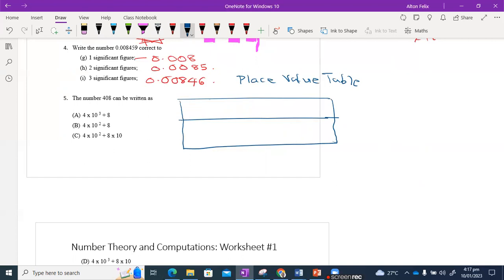Now you'll be given a worksheet similar to the one I'm working here, so you'll be able to practice solving some of these questions. So we want to write 408. Just as a reminder, this is our units position. This is our tens. And this is our hundreds.